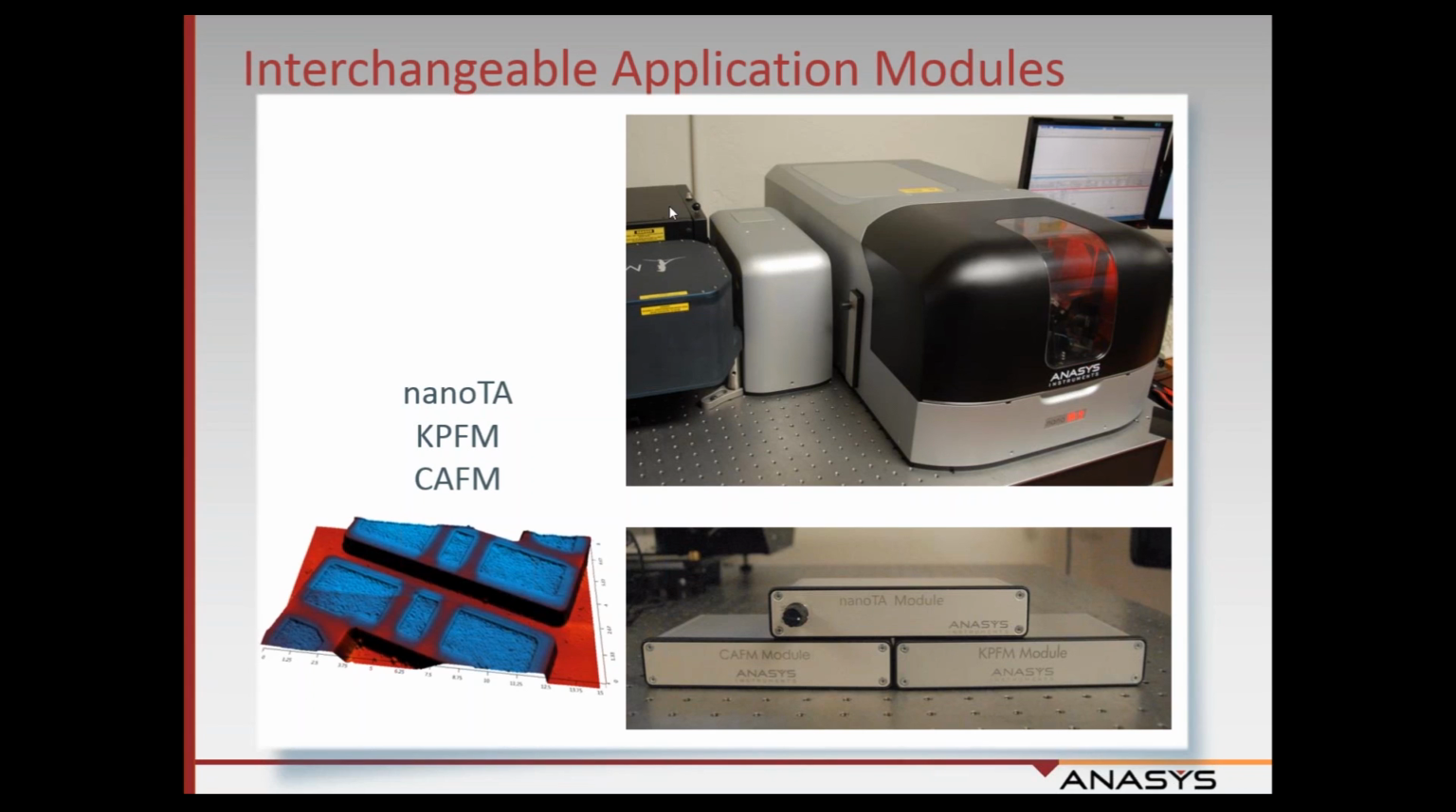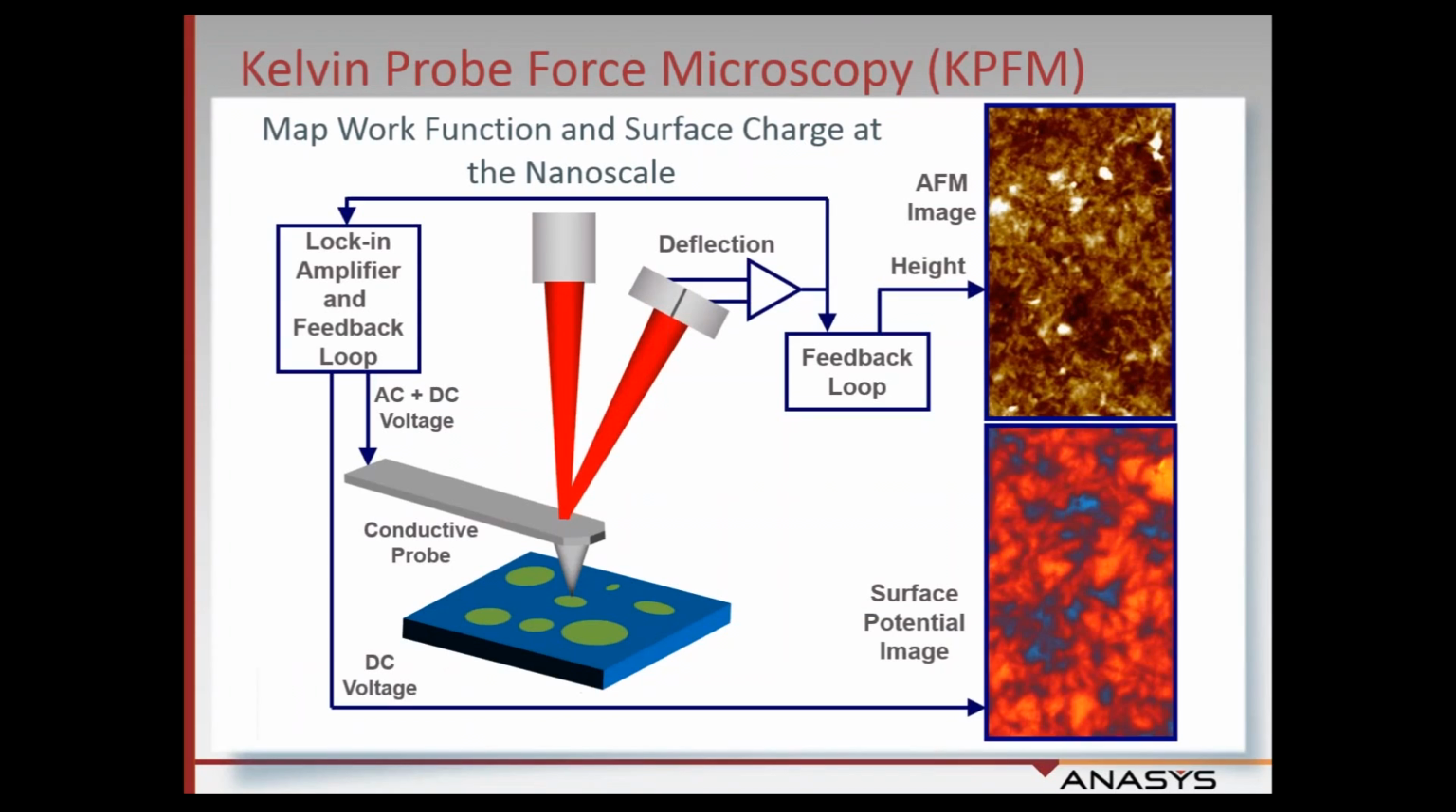Another thing about this system is this shows a dual source nano-IR2 system. So this box here is a laser switch allowing you to choose between, in this case, a quantum cascade laser and an OPO laser for making your AFM-IR measurements.